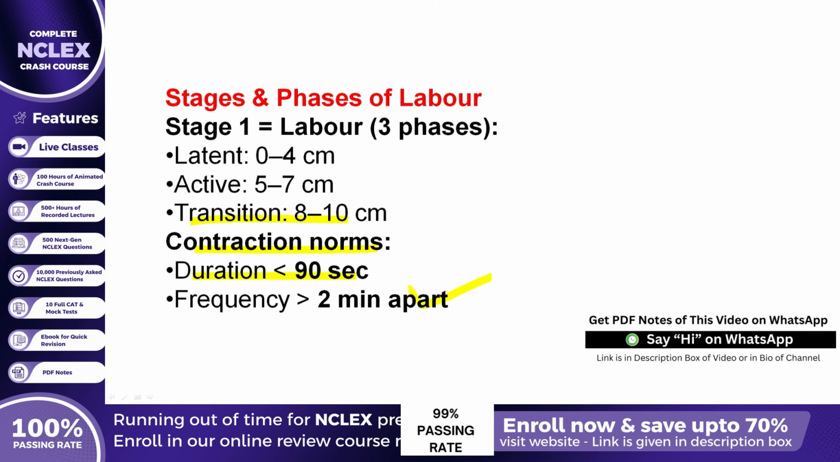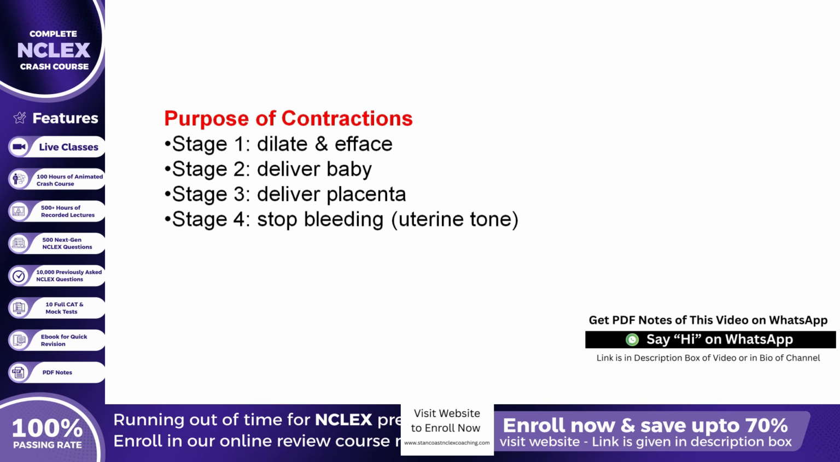Finally, when we focus on the purpose of contractions, during stage 1, the contractions work to dilate and efface the cervix. During stage 2, the contractions help deliver the baby. During stage 3, the contractions help deliver the placenta. And during stage 4, the contractions work to stop bleeding by maintaining strong uterine tone.